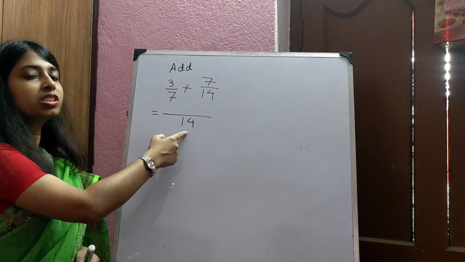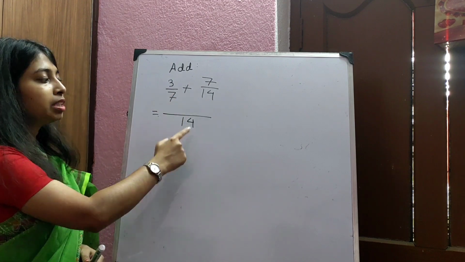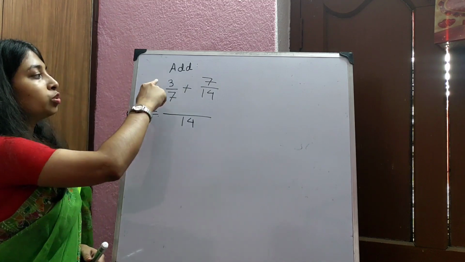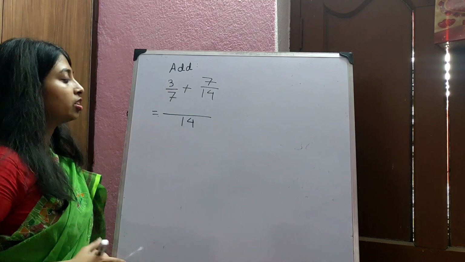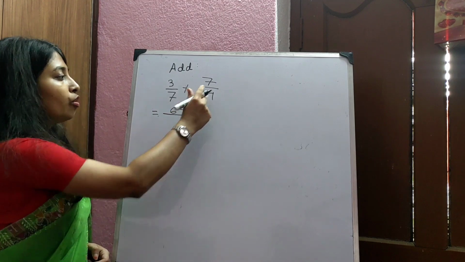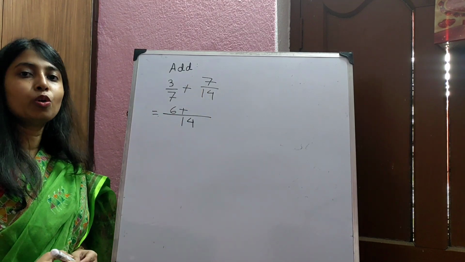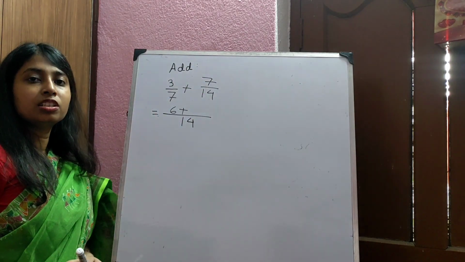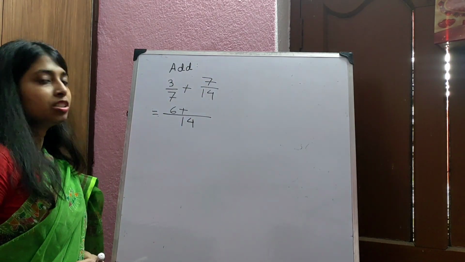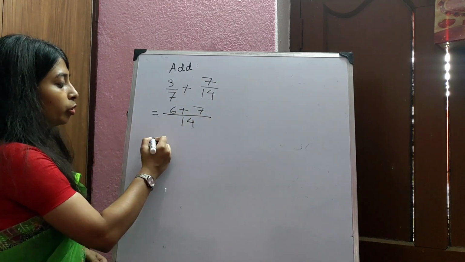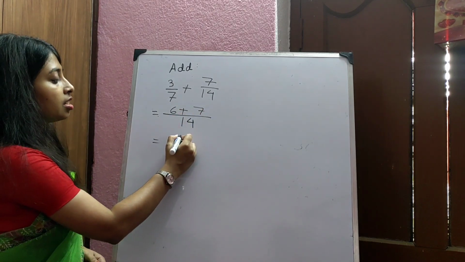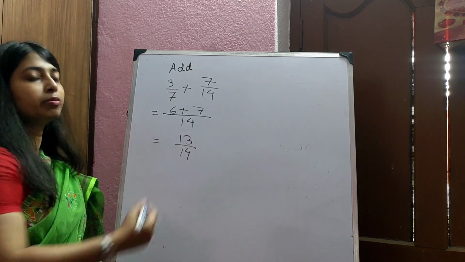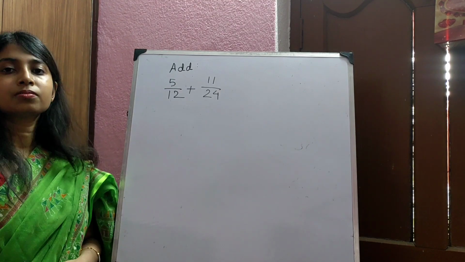7 multiplied by how much is 14? I am doing mentally now. 7 into 2 is 14. This 2 will be multiplied to the numerator. So 2 multiplied by 3 gives us 6 plus 14 multiplied by how much is 14? 14 multiplied by 1 is 14. This 1 will be multiplied to the numerator, that is 7. So 1 into 7 is 7. Now what will be our answer? 6 plus 7 gives us 13, divided by 14 which was already the denominator. So 13 by 14 is the answer of this.